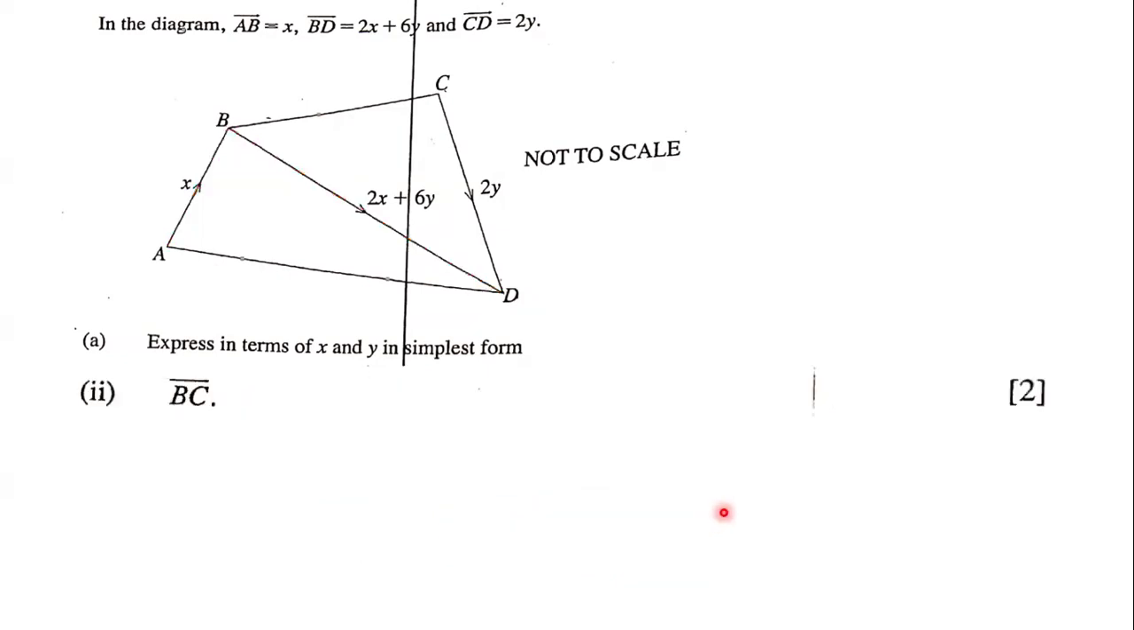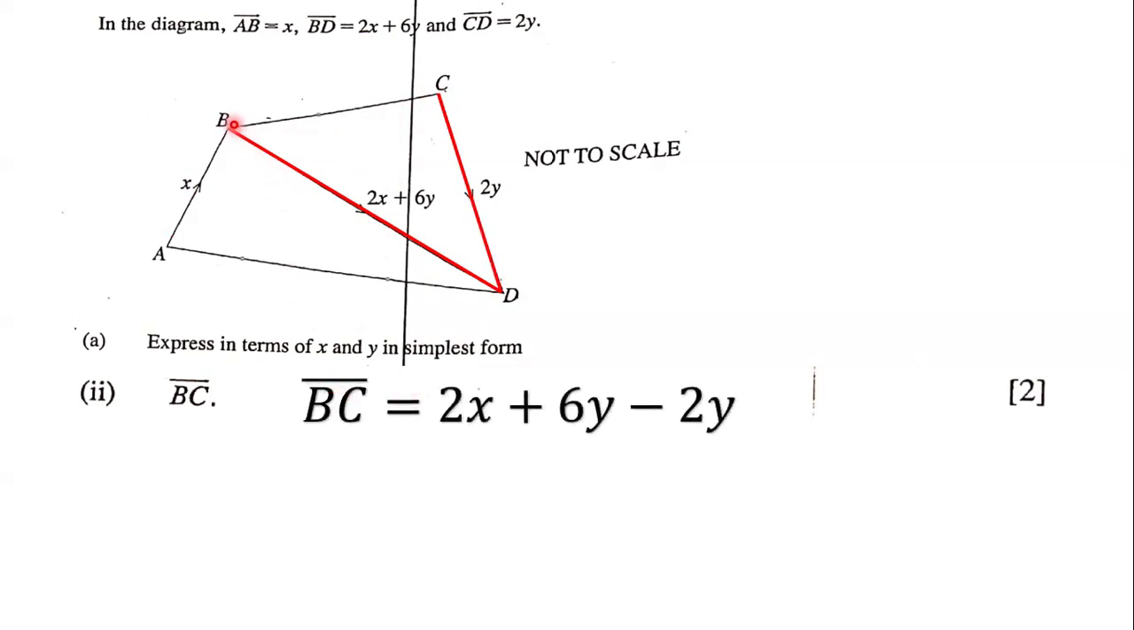Okay, next we have BC. So we have the vector BC. Now, BC means that we start at B and we end at C. And so we go from B to D and from D to C. So BC means that we go from B to D, and BD means what?